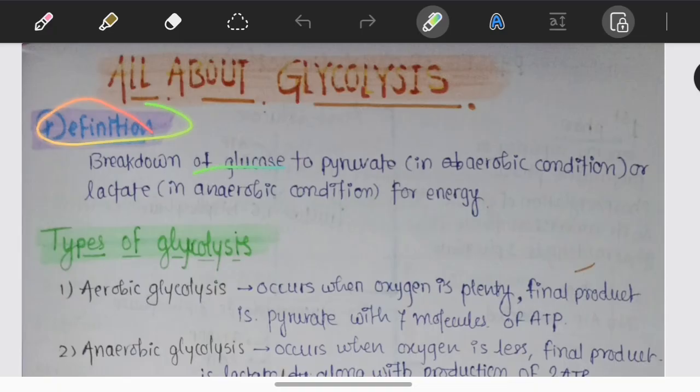The breakdown of glucose to pyruvate or lactate for energy is called glycolysis. Glucose to pyruvate in aerobic condition, and glucose to lactate in anaerobic condition.